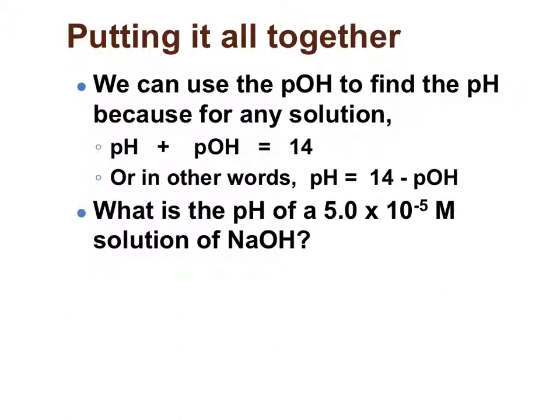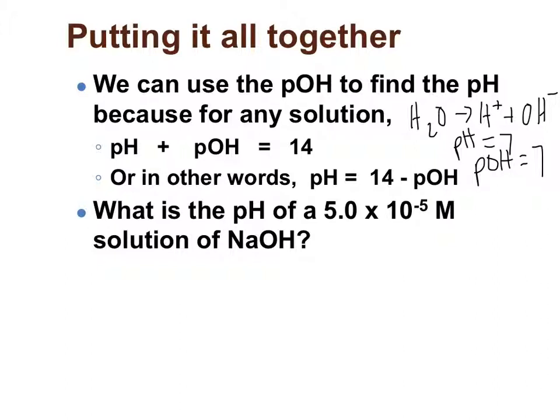So let's put this all together. We can use the pOH to find the pH of any solution. And this is because pH plus pOH equals 14. The way this comes about, remember that the scale goes up to 14 and water is neutral at 7. And water breaks down, so H2O breaks down to H plus and OH minus. So if pH of water is 7, and it can go up to 14, then that's going to make the pOH of water also 7. So they're always going to add up to 14. But if you're going from one to the other, what you do is you subtract the other one from 14. So in this case, if we have pOH and we're looking for pH, pH would be equal to 14 minus pOH.